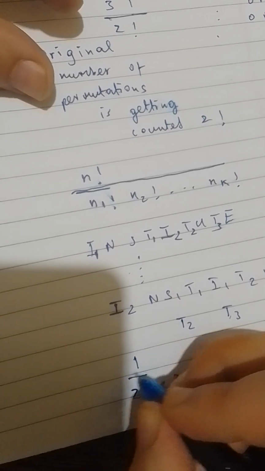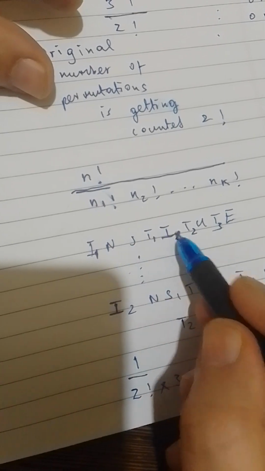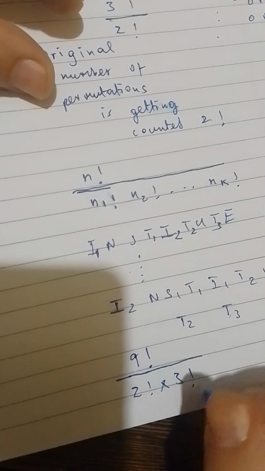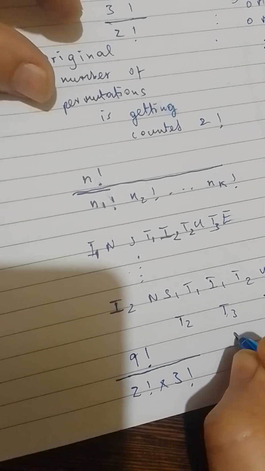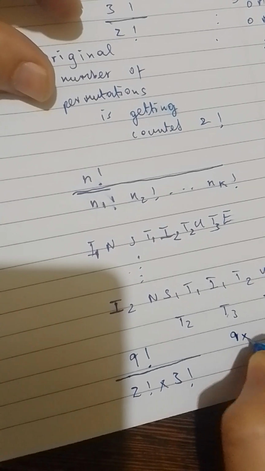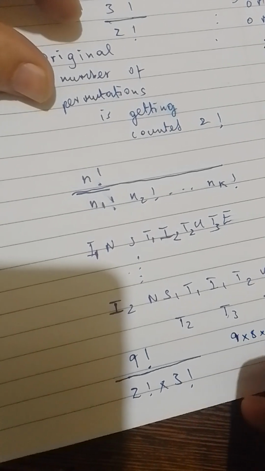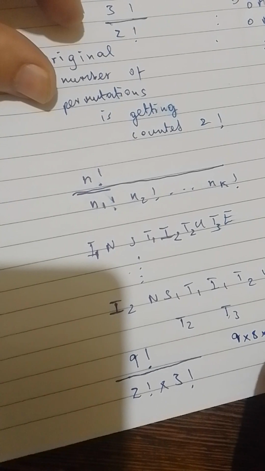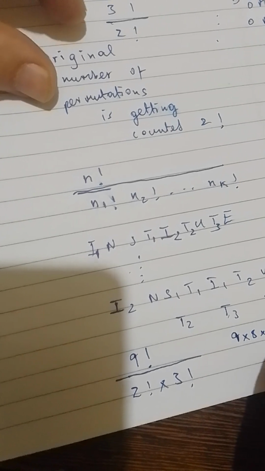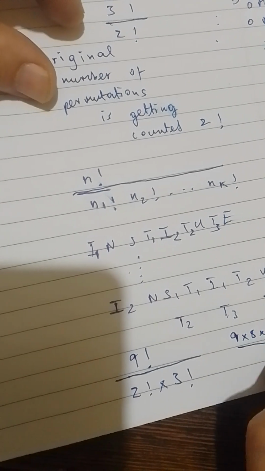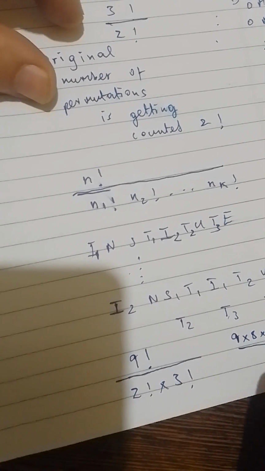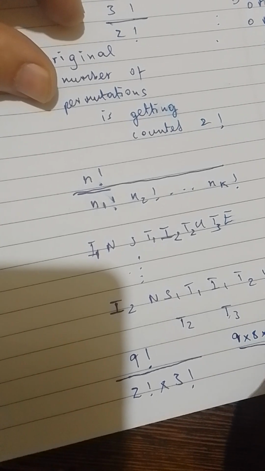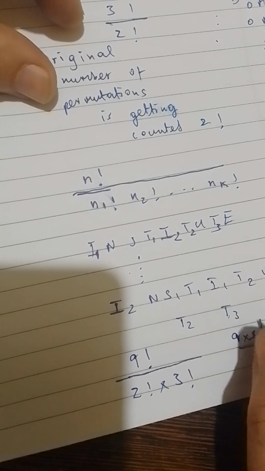The original number that we have in the numerator will be 1, 2, 3, 4, 5, 6, 7, 8, 9, so 9 factorial. So 9 factorial divided by 2 into 3 factorial. I hope you know the meaning of factorial, like 9 into 8 into 7 into 6 into 5 into 4, and then we can cancel off the 3 factorial. So 3 factorial gets cancelled.